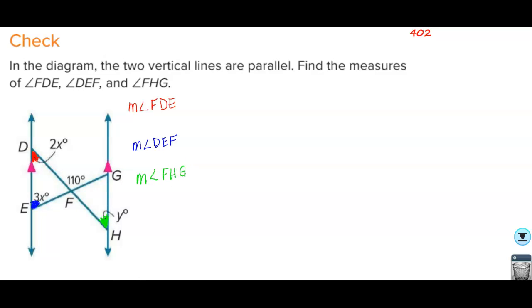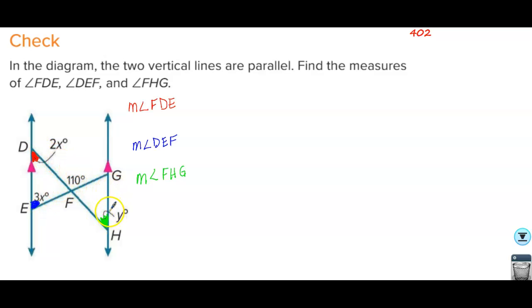Okay, so let's start. What's going to be the best one to start with? Oh, yes, definitely going to solve for x first. How did I choose that? Well, I know that this angle is 2x, this angle is 3x, and I have the exterior angle here. So this is the better one to start solving.